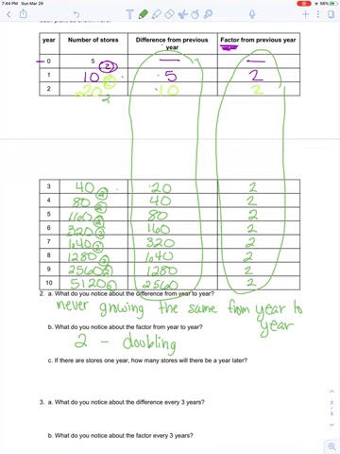If there are n stores, how many stores will there be? Oops, I think that's supposed to be in here. If there are n stores 1 year, how many stores will there be a year later?